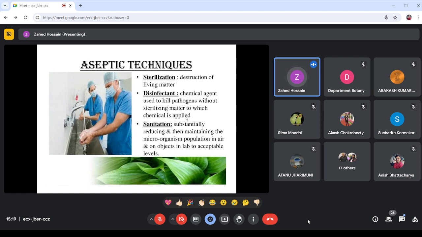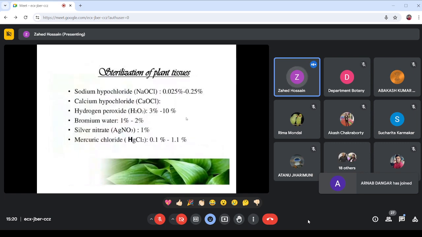And sanitization basically substantially reduces the overall load of microorganisms. During the lockdown we used to say that sanitization is going on. Sanitation will not completely destroy the living materials or the pathogens, but it reduces the microorganism load.